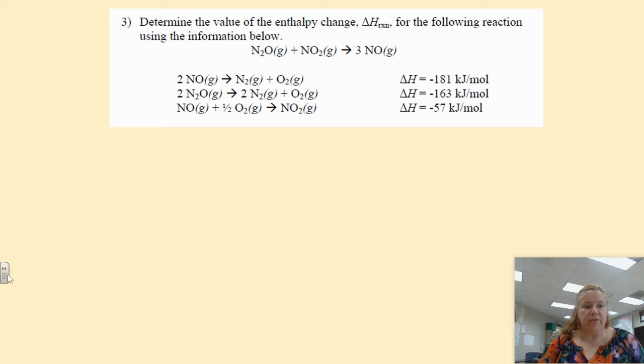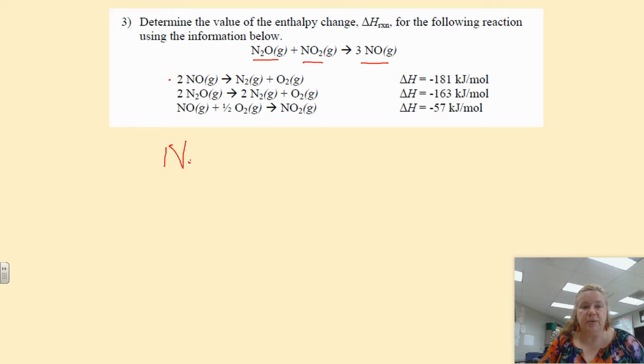So first off, let me get my pen going here. Okay, the first thing is we want to look at our main equation. We're looking for N2O, NO2, and 3 moles of NO. Let's look at our first equation. What can we get from it? Well, there's the NO, but it's on the product side, and 2 NOs on the reactant side. So we're going to need to flip this.